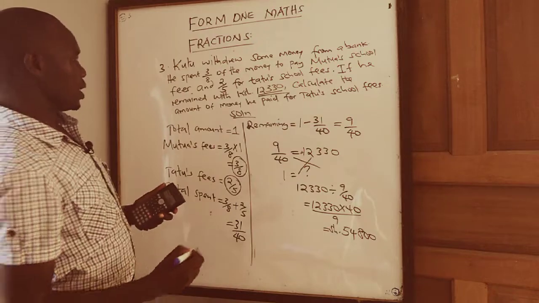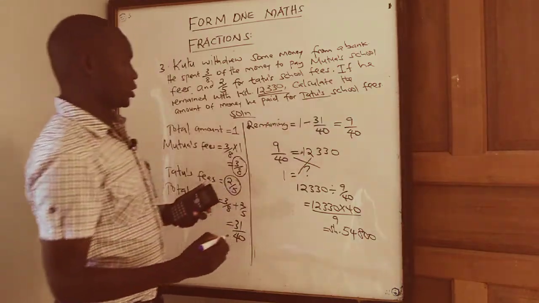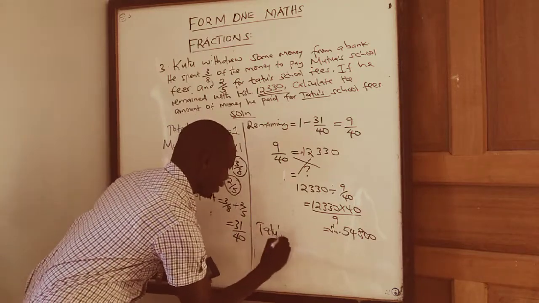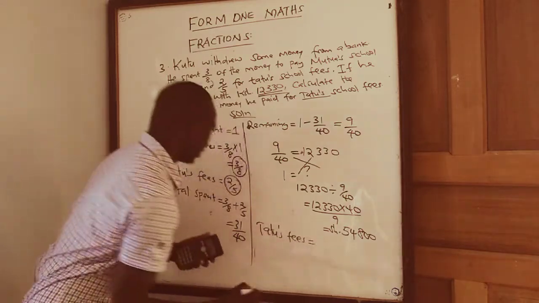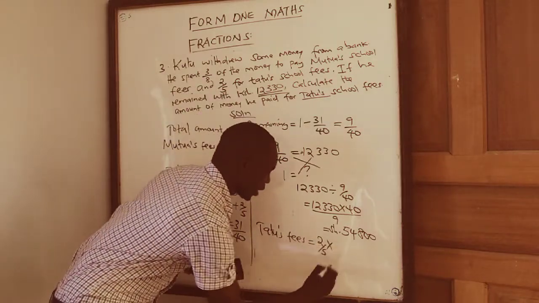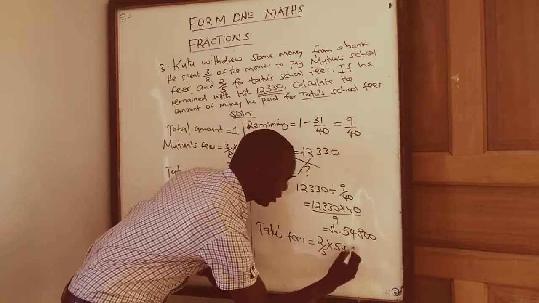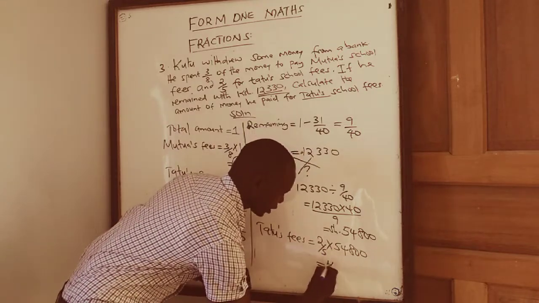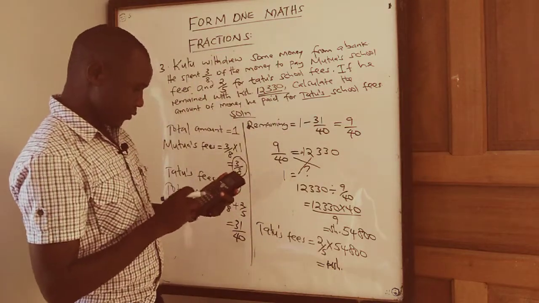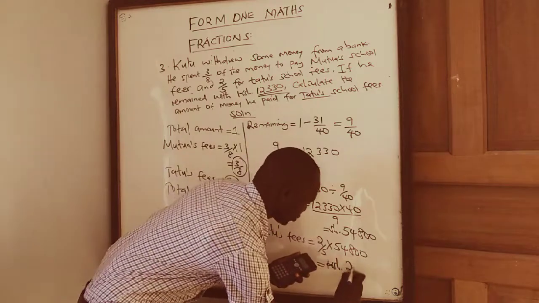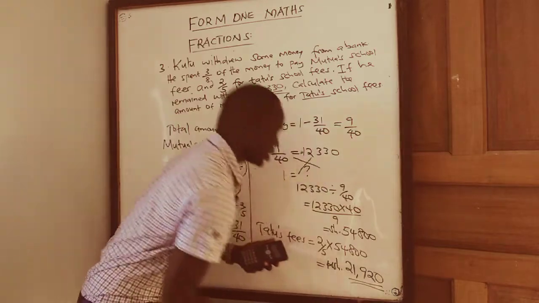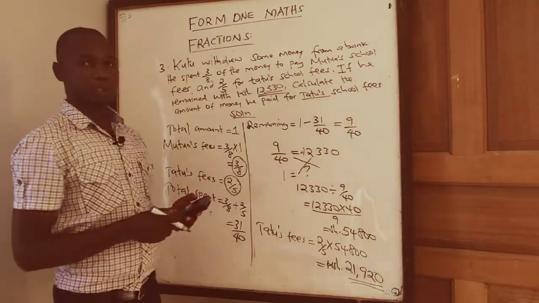But the question requires us to calculate what was paid as Tatu's school fees. Now, to get Tatu's fees, we are going to take the fraction that went to his fees, which is 2/5. We multiply by the total amount, which is 54,800, and this gives us a total of Kenya shillings. That is times that, divided by 5, we are going to get 21,920 Kenya shillings, and that is how that question is done.